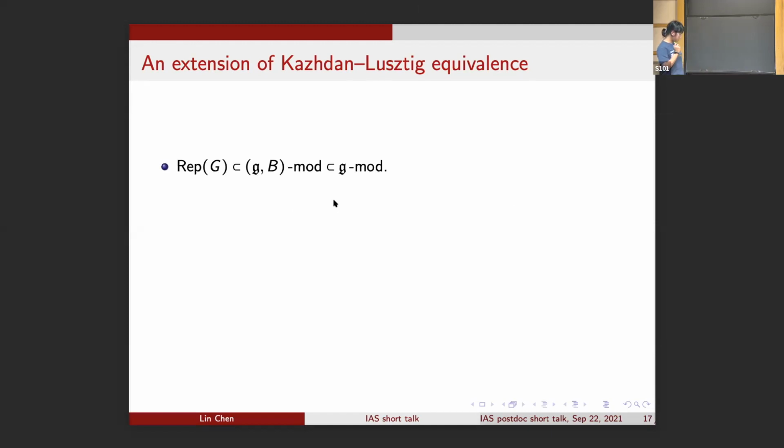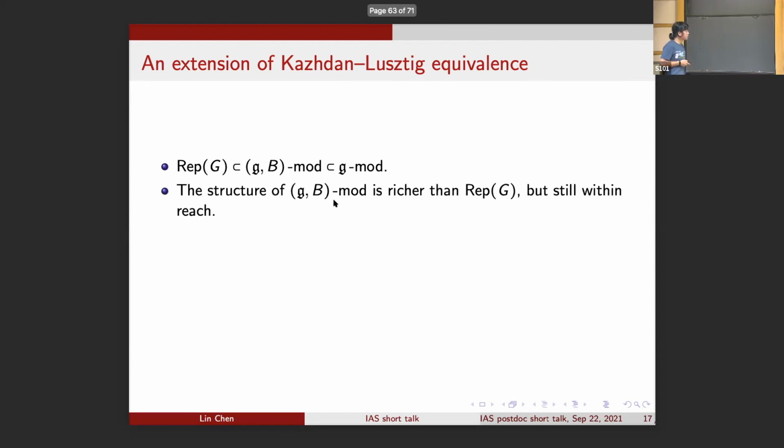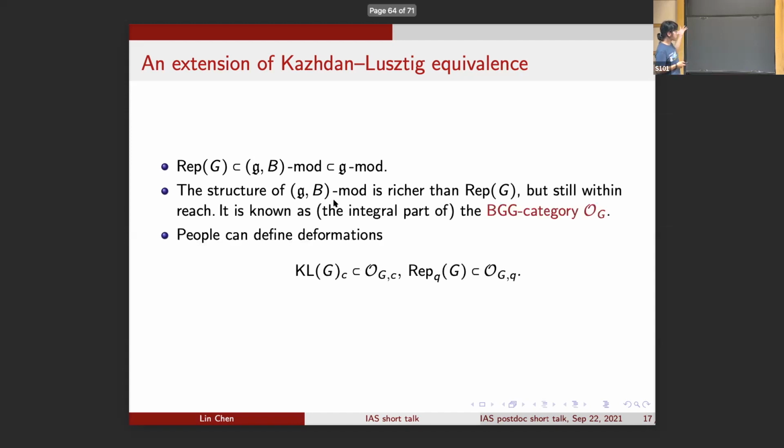So let's go back to the basics of representation theory. Recall we reviewed this Rep G and g-mod, and between them there's a category called (g,B)-mod for the Harish-Chandra pair. Its objects are just modules satisfying some weaker conditions. The structure of this category is richer than Rep G, but it's still within reach. And it is known as the BGG category O. BGG is for Bernstein, Gelfand, and Gelfand.